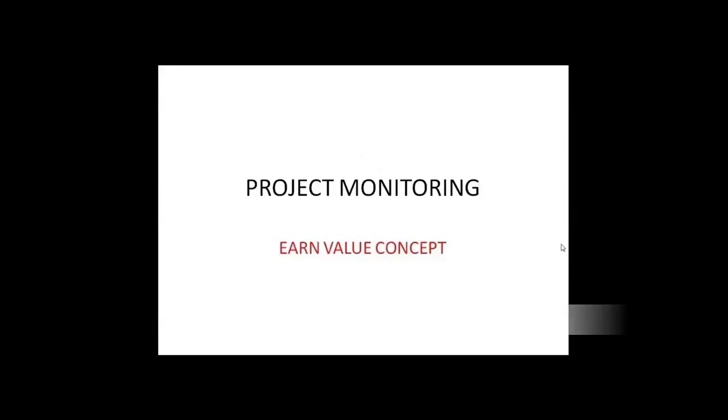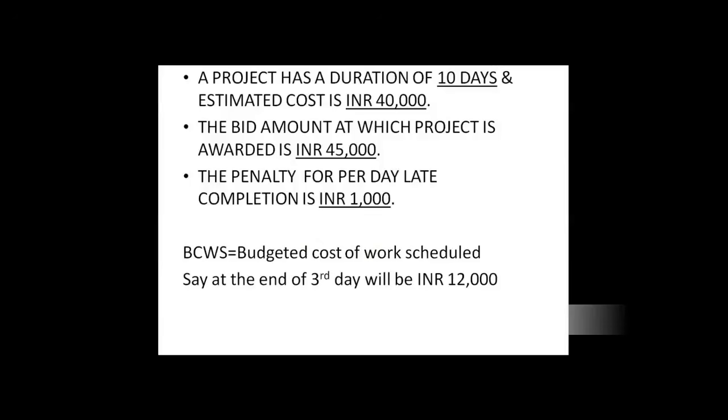Project monitoring using earned value concept. Now say if you have a project with a duration of 10 days and estimated cost of 40,000, and the bid at which project was awarded is 45,000, and penalty for per day late completion is rupees 1,000. So the profit margin over here is rupees 5,000.